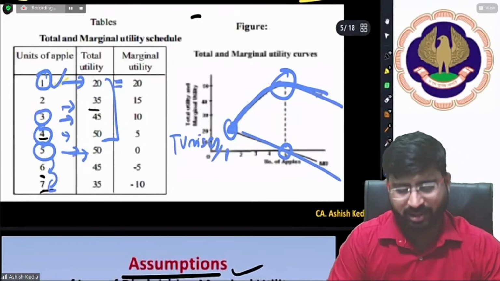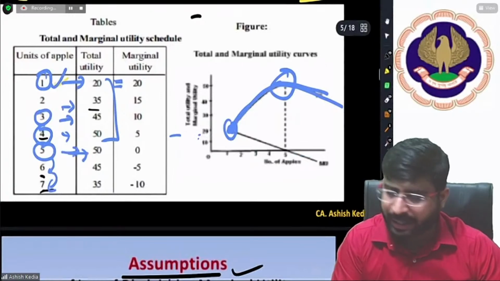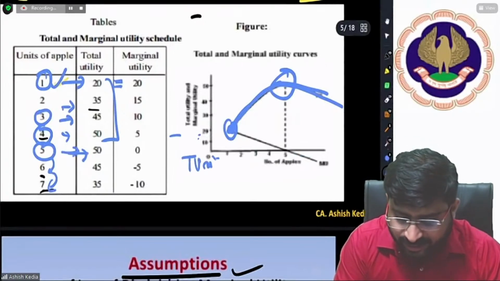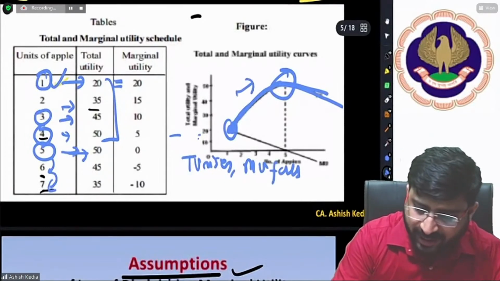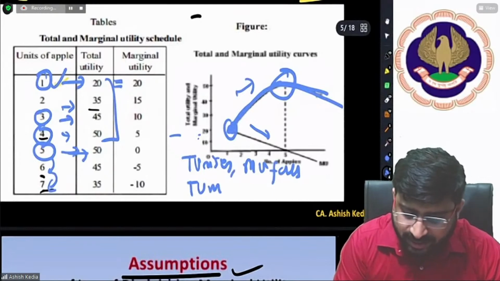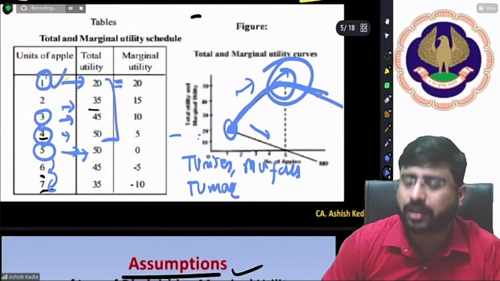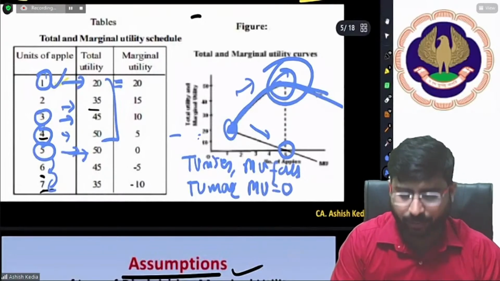So there are three relations. When TU rises, all of you will write it down. When TU rises, MU falls. You see, when TU is rising at this point, MU is falling. When TU is at max, you see TU is at max here, then MU will be 0.